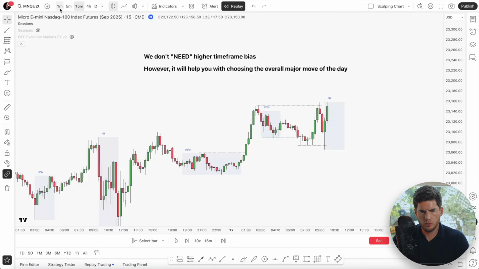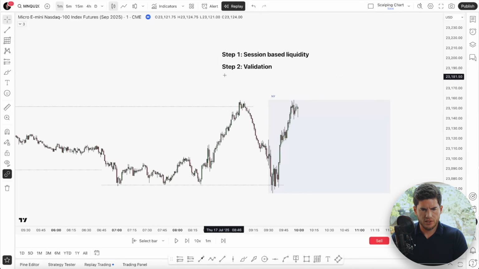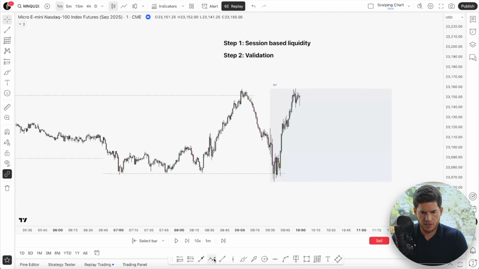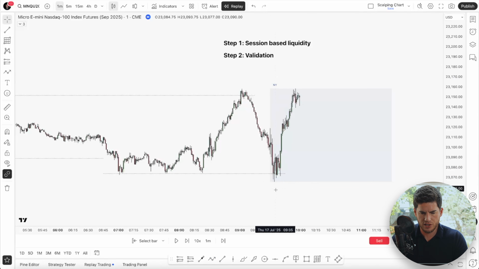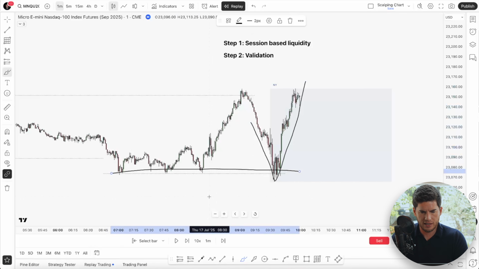So now let's head on to the 1 minute time frame where we're looking for our scalping entry model. Now that we're on our 1 minute time frame, we can see that step 1 was session-based liquidity. When New York opened at 9:30 a.m. Eastern time, it drove into the lows of that trading session, and instead of continuing lower, disregarding this liquidity zone, we got step 2, which is validation. Validation meaning price reversed and committed in the opposing direction, validating this area as a liquidity sweep.